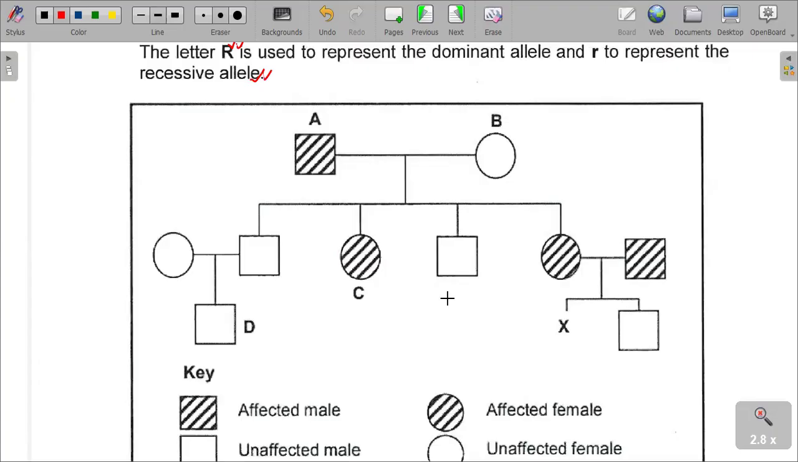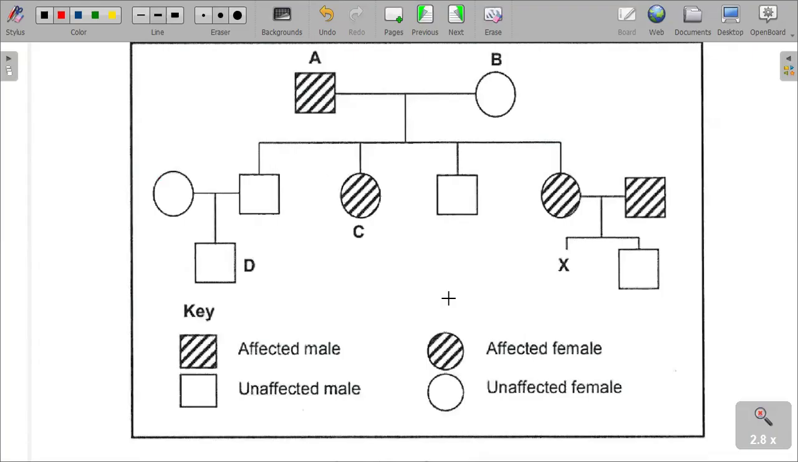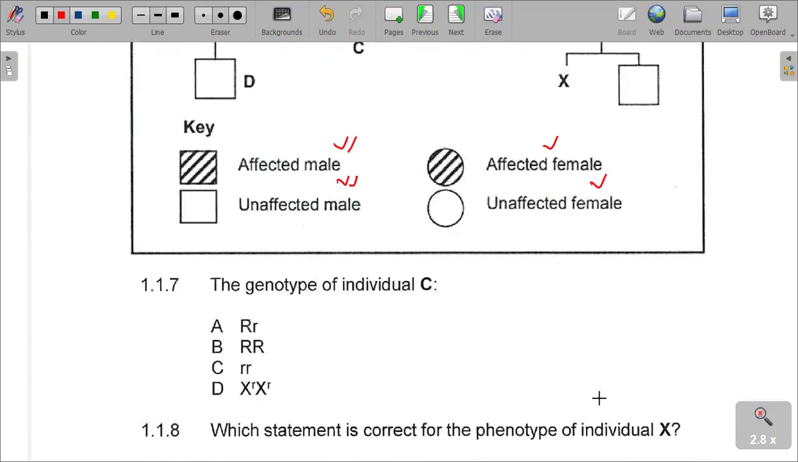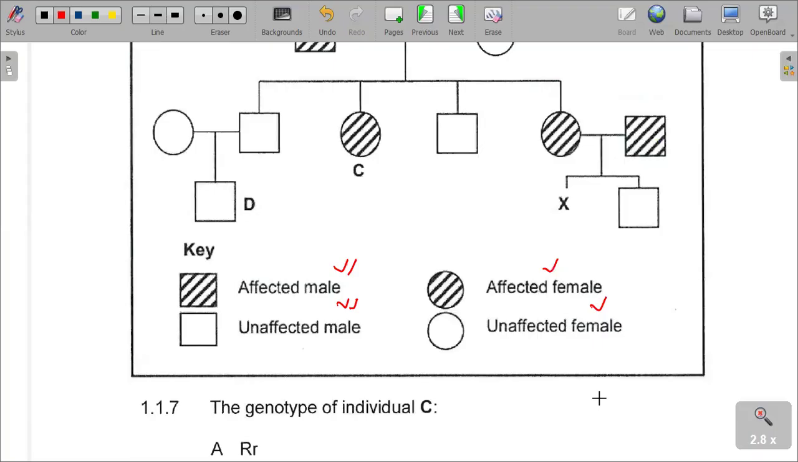The shaded square represents an affected male, the unshaded square an unaffected male, the shaded circle an affected female, and the unshaded circle an unaffected female. That's what it is there. So our question is asking for the genotype of individual C. Individual C, we are saying, is affected.